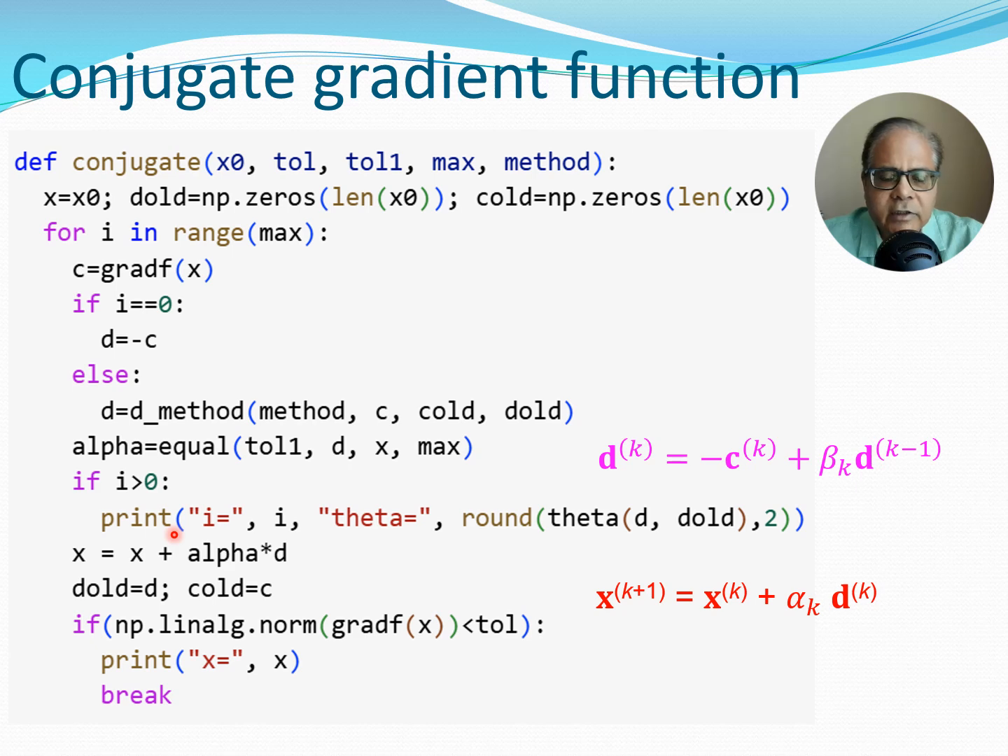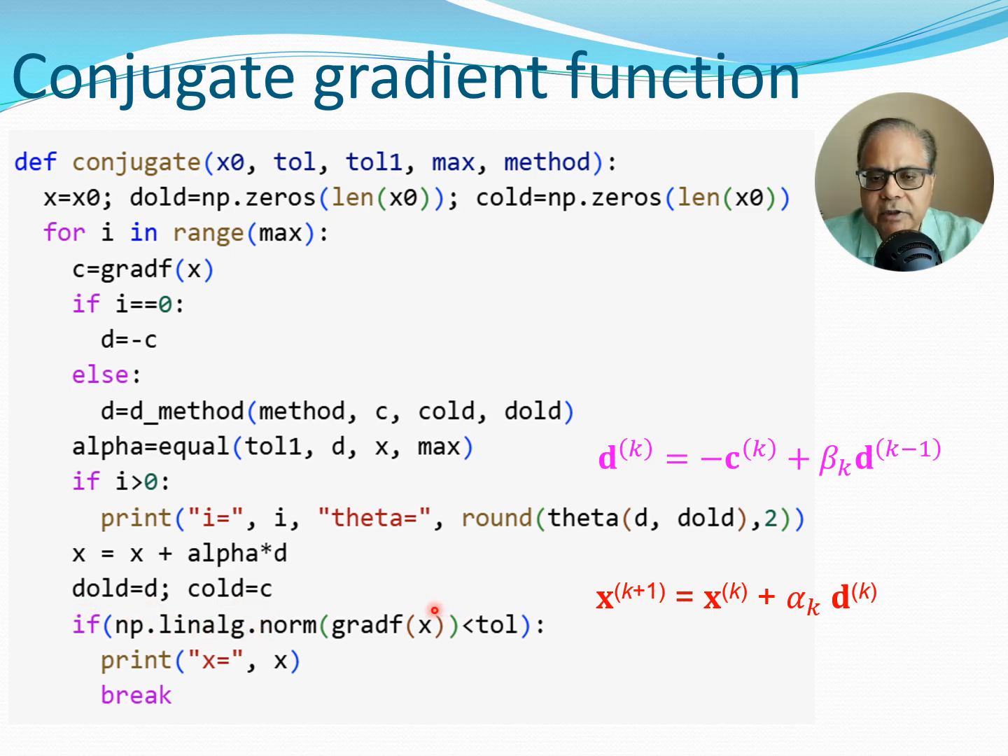And in case i is greater than 0, I print out the theta value, which is actually the angle in degrees between D and D old, that is between dk and dk minus 1, and I print it to 2 decimal places. And here I am updating the x vector again using the formula x(k+1) is xk plus alpha k dk. And finally I save the current D and C, which is the search direction and the gradient, in D old and C old.